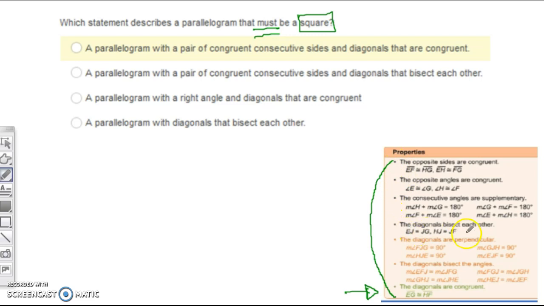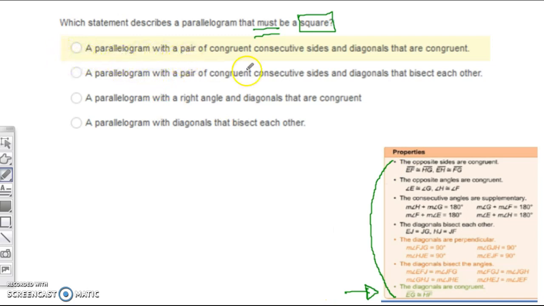Remember, if it only has the 4 black properties, that's just a parallelogram. And then if it adds on these 2 orange properties, that's still just a rhombus. It has to have all of these, the most specific one being the last one. All right, so let's check our answer options.